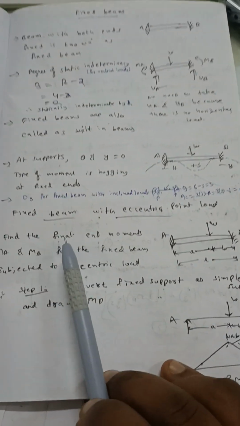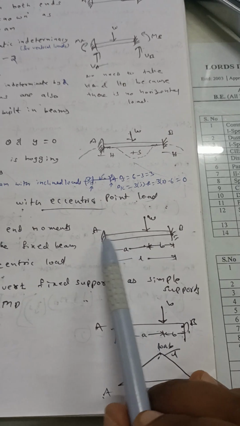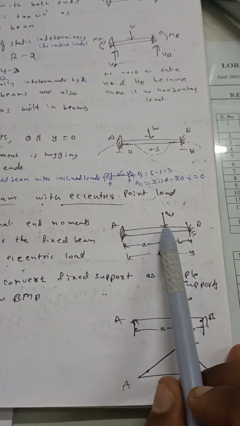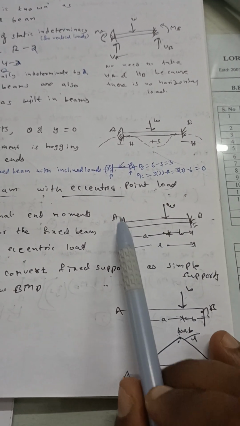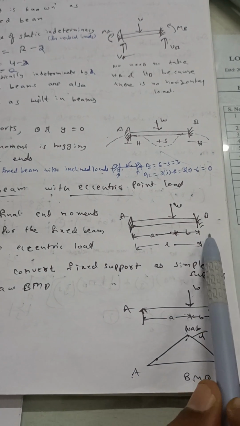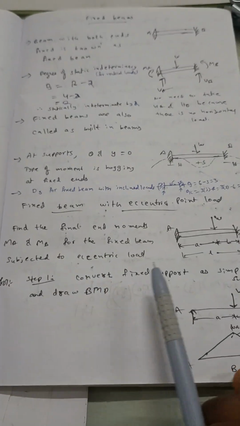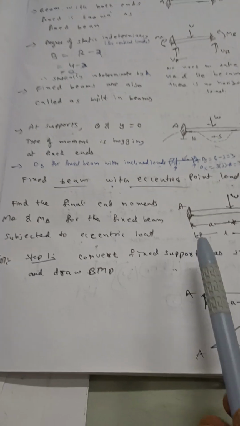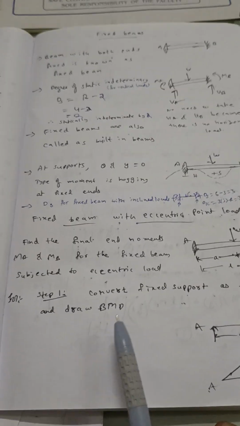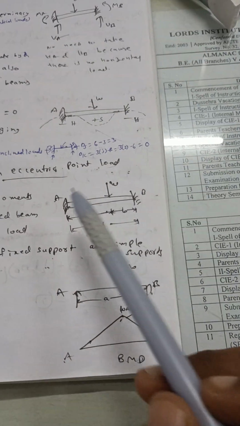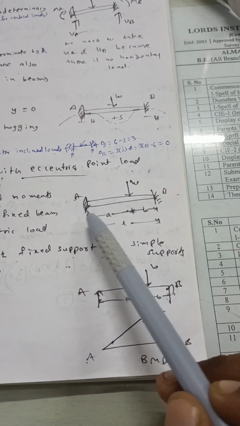First case, if we see a fixed beam with eccentric point load, W is acting at a distance A from A. The total span is L. Find the final end moments, that is MA, MB, for the fixed beam subjected to eccentric load. Now we need to find the final end moments MA, MB.